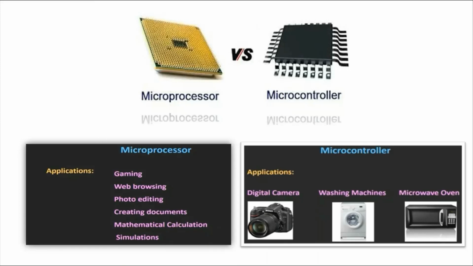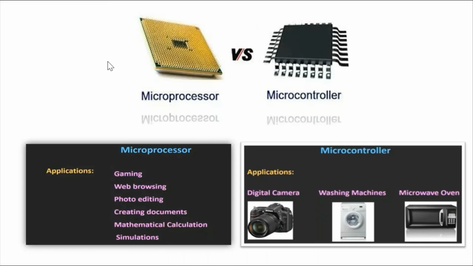While a microcontroller is a compressed microcomputer manufactured to control the functions of an embedded system. Embedded system means that it is designed to perform a dedicated function or a task. Microcontrollers are used in digital cameras, washing machines, microwave ovens, etc. These devices are made for specific tasks only. A camera can't do the work of a washing machine, and a washing machine can't capture a picture, right? But a microprocessor can do multiple tasks in our computer like these applications.